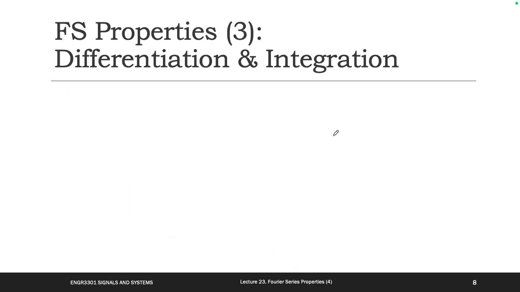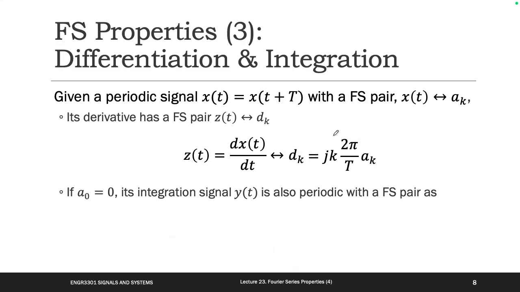Then we talk about the differentiation and the integration property. For the differentiation property, you have a periodic signal x(t), and the FS coefficient is ak, and its derivative has an FS pair, this one, which means your new FS coefficient is this one. You just multiply this part to the FS coefficient for x(t). This is the differentiation property.